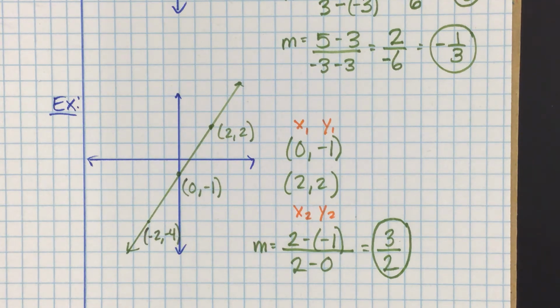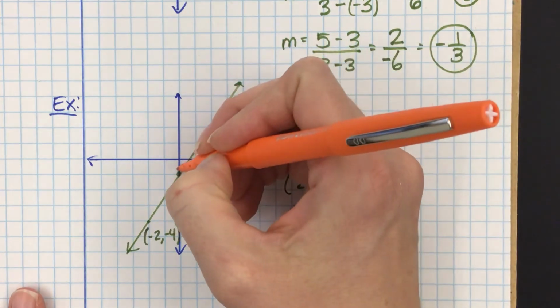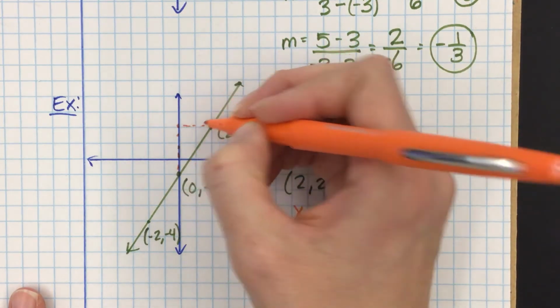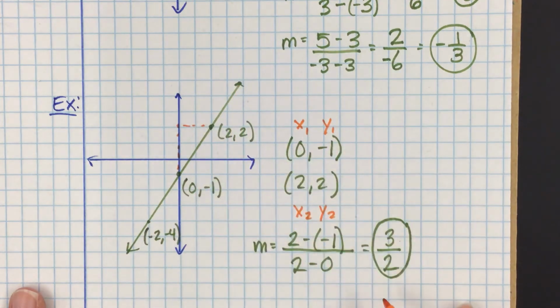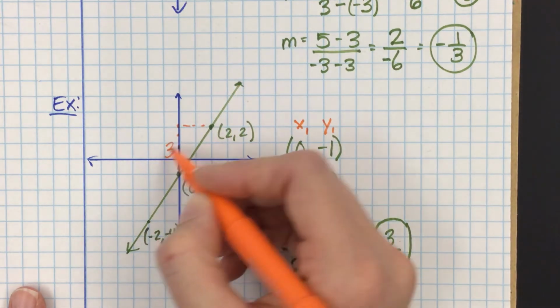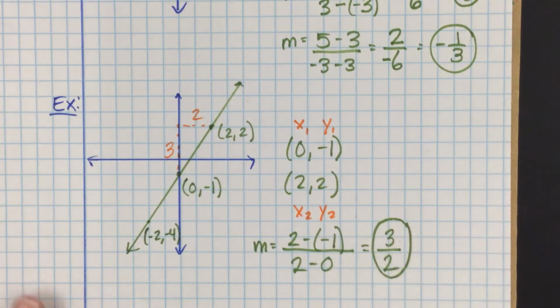Any questions about this one? And check it out. If you do your little triangle here, you're going to get the same thing. You can see that it's positive, and it's going up by 3 over by 2, so 3 halves. And you don't want to turn these into a mixed number. You want them to be left as improper fractions. You also don't want to turn it into a decimal because it will make it harder to understand that slope.